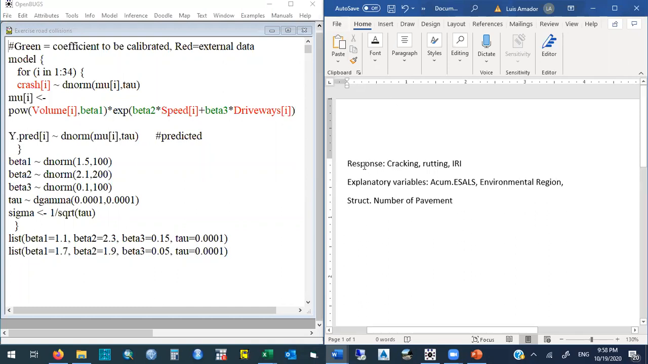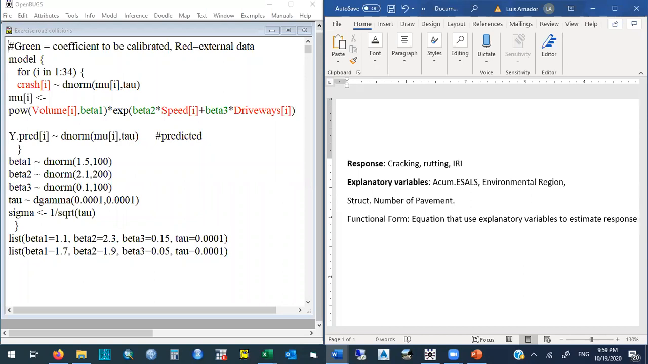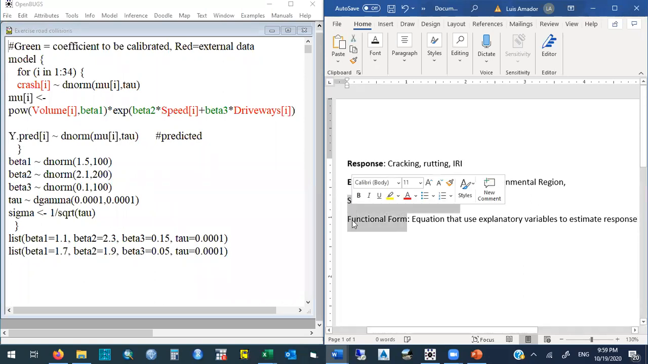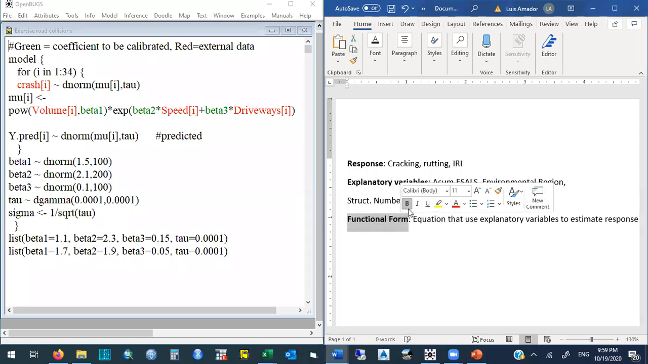And because you know this, you can have an equation that is called a functional form. This equation, called functional form, is simply an equation that uses the explanatory variables to estimate the response. But this is not a linear regression like we saw before. This is actually an expression like the ones we use for designing concrete rebars, reinforcement, things like that.